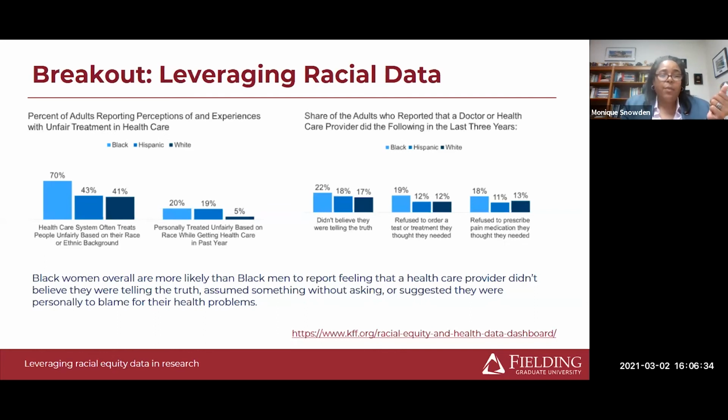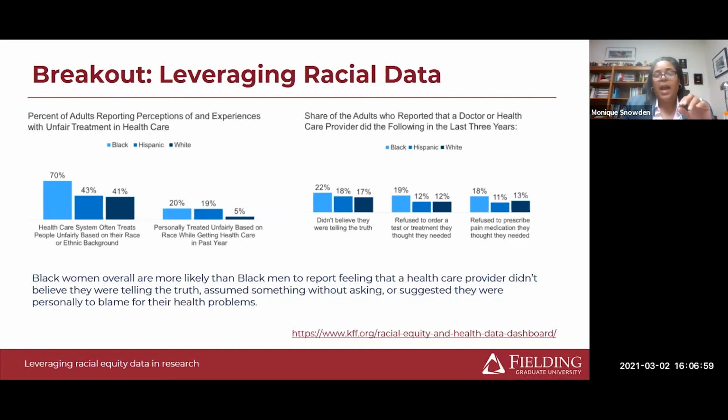Over on the left, when we talk about the healthcare system, here's the data on whether the healthcare system often treats people unfairly based upon their race or ethnic background. The question being asked, this is what the individuals in those particular race classes said. And then the second one, personally treated unfairly based on race while getting healthcare in the past year.